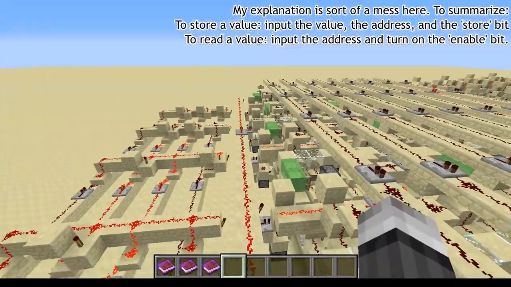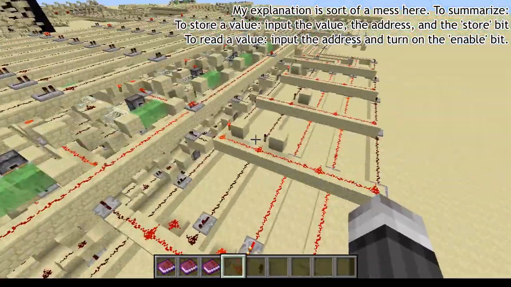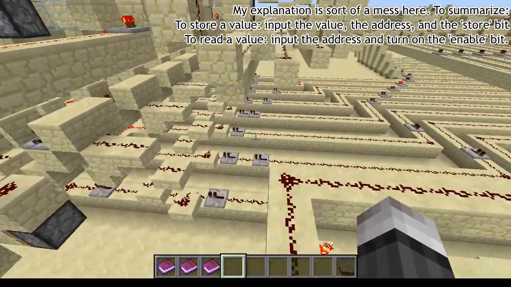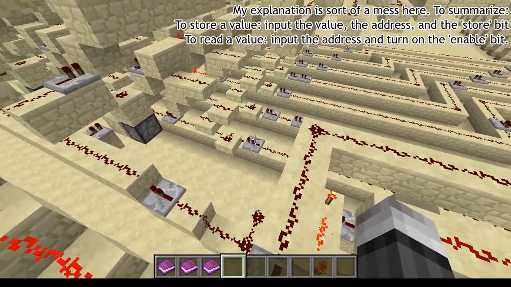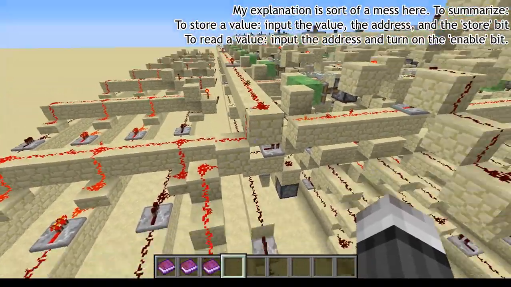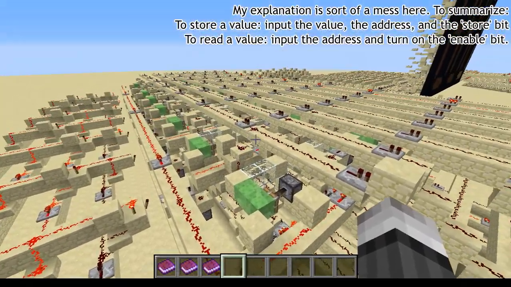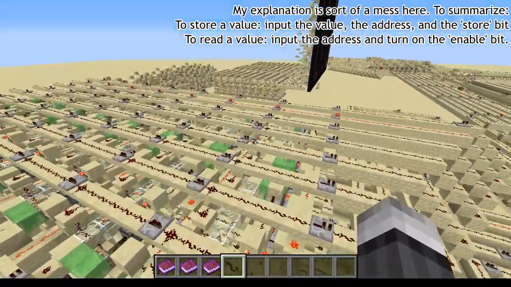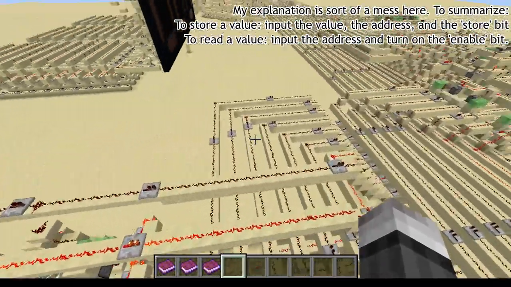So we can either store (write) or output (read) from number 6 using these two control bits. The bottom one is store. If we turn that on, it'll store whatever values are down here into the 6th byte of the RAM. And this one here, which you can see is on, is the enable, which enables the output. So when this turns on, whatever is stored in the 6th byte is outputted up top here. As you can see, we've stored the value 2 down there, and we can use that in computations.